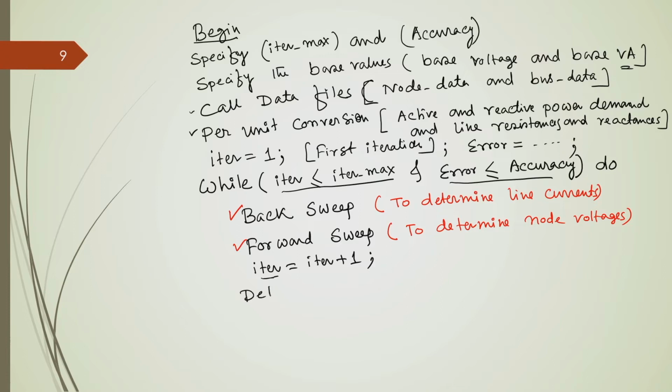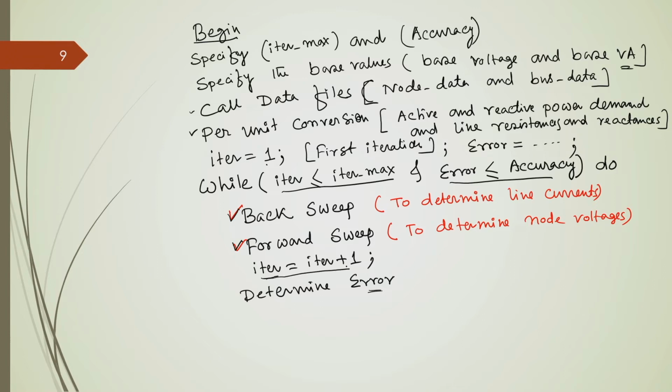Then you determine the error. After doing so, you get this error value, and this is also something which will be iteratively updated. So, for example, when in the first operation of this loop ITR is 1, you perform the backward sweep and forward sweep.